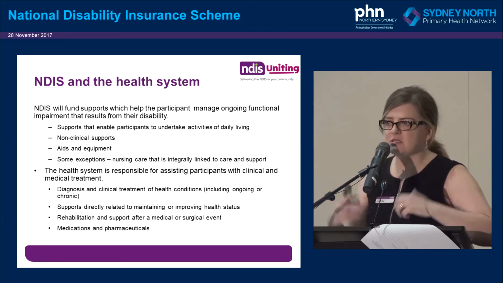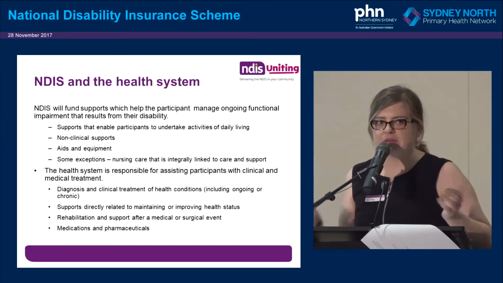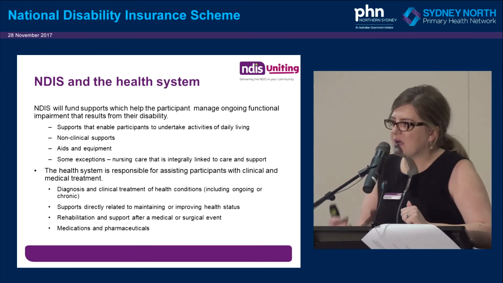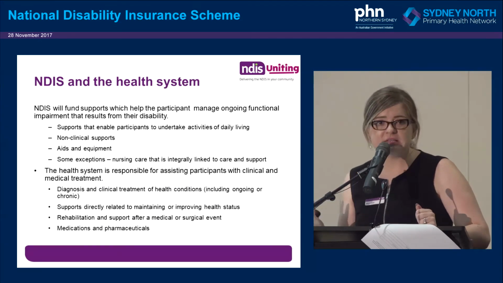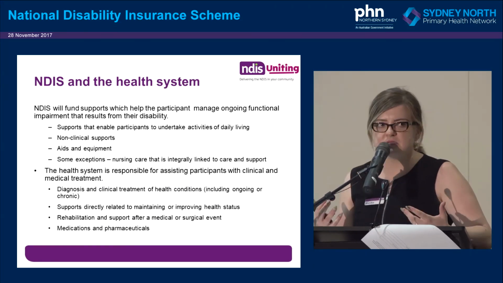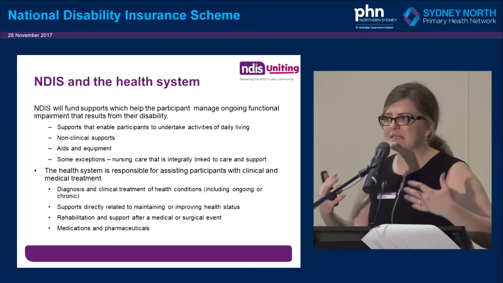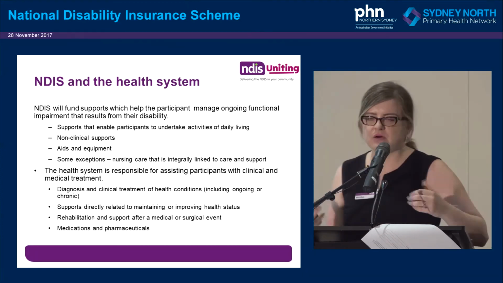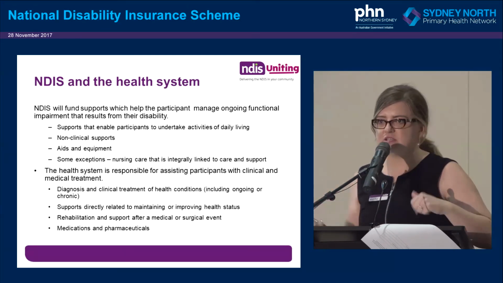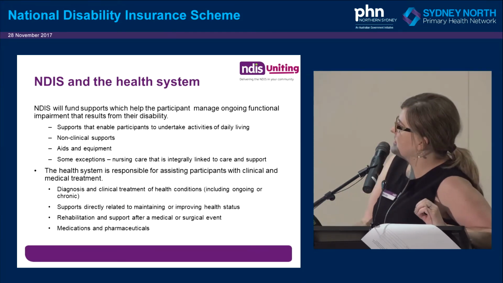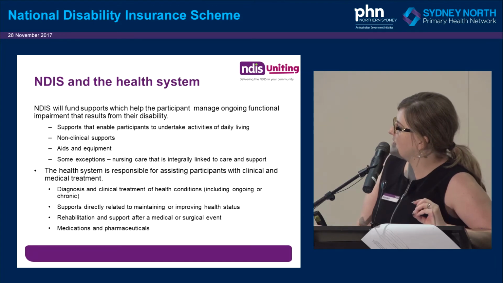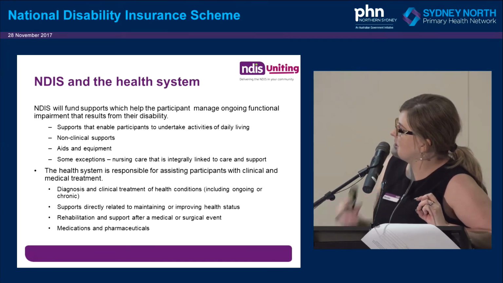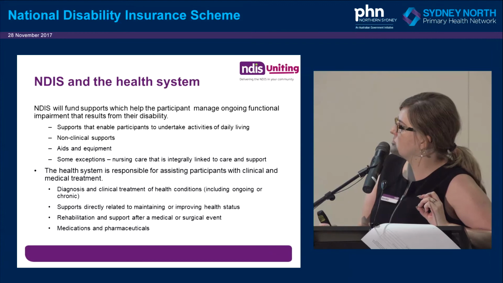So Angela mentioned diabetes. The health system has an incredible responsibility to ensure that things are in place in our society to, one, prevent diabetes, but also assist people with diabetes to live a better life in terms of their health. And that may include education on how to actually do that. It may include supports directly related to maintaining or improving their health status. We mentioned that. Rehab and support after a medical or surgical event.